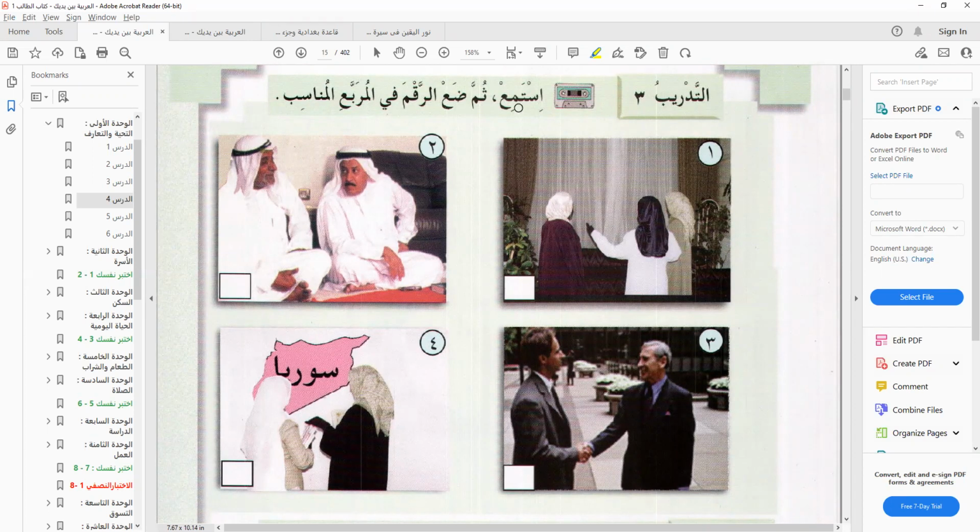So pay attention. استمع, listen, ثم ضع, then place a رقم, number, في المربع المناسب. You are going to identify the conversation I'm having. It is not sequential; I'm going to pick a conversation out of these four. In the first, we have ladies talking. In the second, two men. In the third, two men in suits. And in the fourth, two ladies from Syria. Listen carefully and identify the people or the conversation. I'm going to pretend to be the people in the pictures.